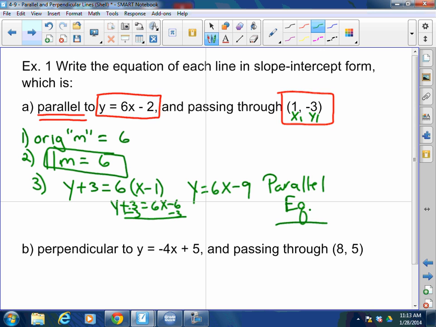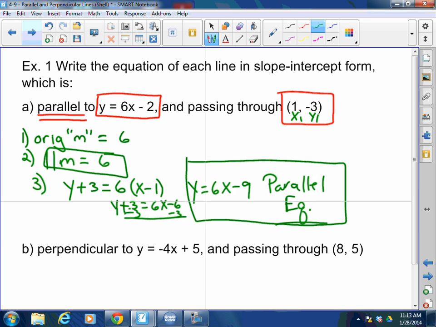Be honest. Is that tough? Now, you guys say no to me now. Is it going to be tough if you don't go home and practice it? Yes, because you're going to get confused because you're a human being. Human beings make mistakes. That's why we learn and practice. This is the parallel equation.